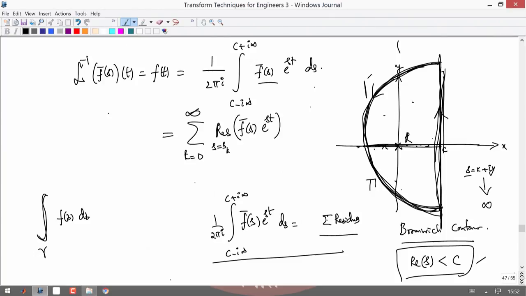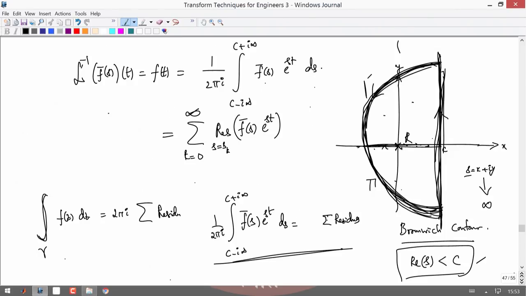So, by the Cauchy residue theorem, the integral over this closed curve is equal to 2 pi i times all the residues of this function at all the singular points inside. But what is the left hand side? The left hand side is this total integral, but because of the behavior of f bar of s over this circular piece, we can show that this integral goes to 0. So the contribution is only over this line, and the left hand side will be only this integral. That is the reason, if you divide by 2 pi i, this is equal to the sum of all the residues.